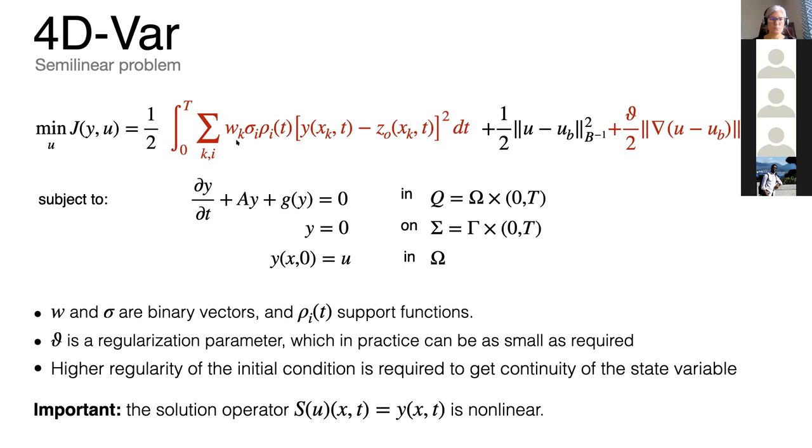And apart from that, to get well-posedness of the equation, mainly to get continuity of the state variable, we have to add some additional regularization term, which is related to the H1 norm in this context. Of course, this regularization parameter can be as small as you want, but it has to be there to get the regularity. And the solution operator is clearly a nonlinear operator. It maps U to Y through the solution of the semilinear equation, and there is the nonlinearity. So things get very complicated with this problem.